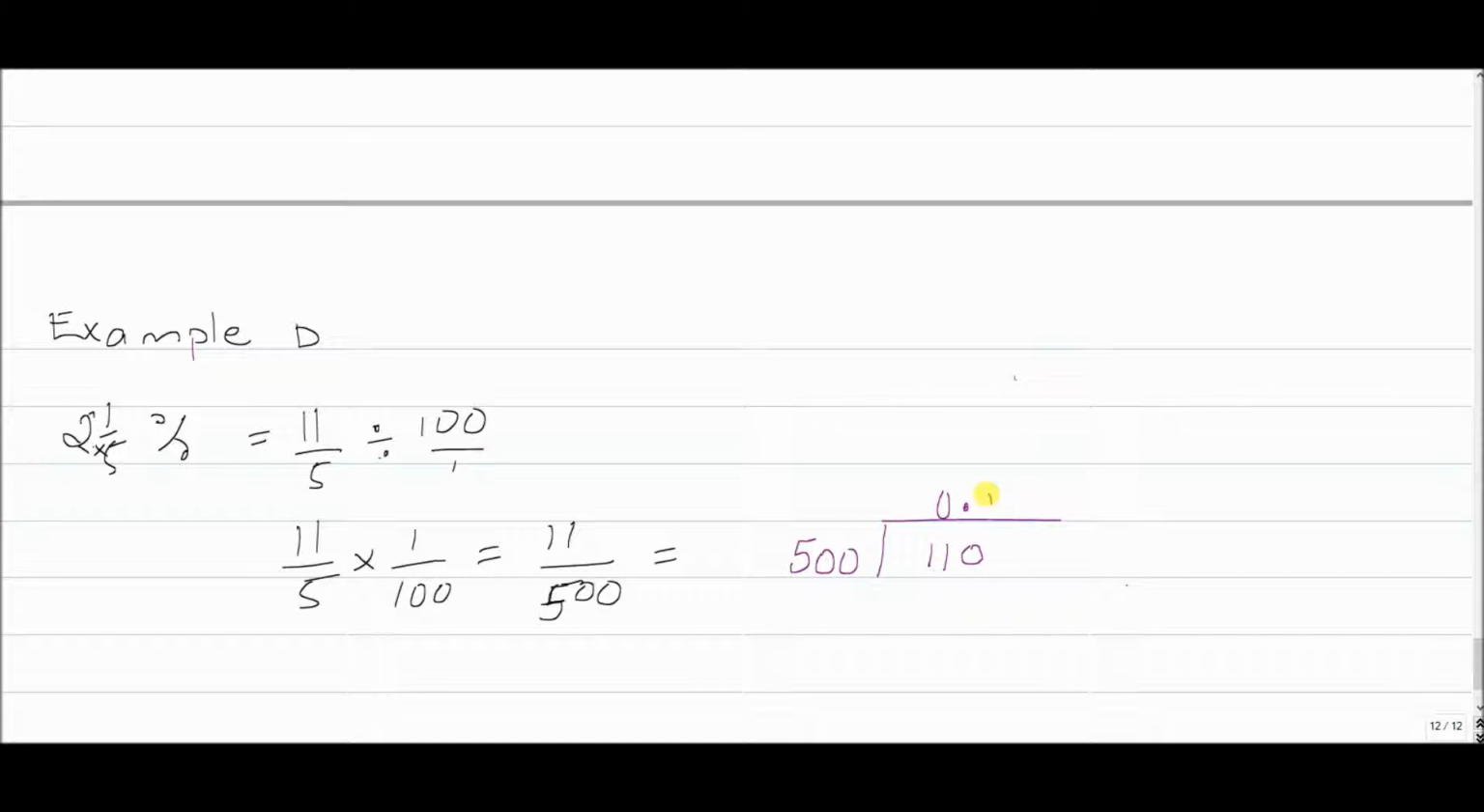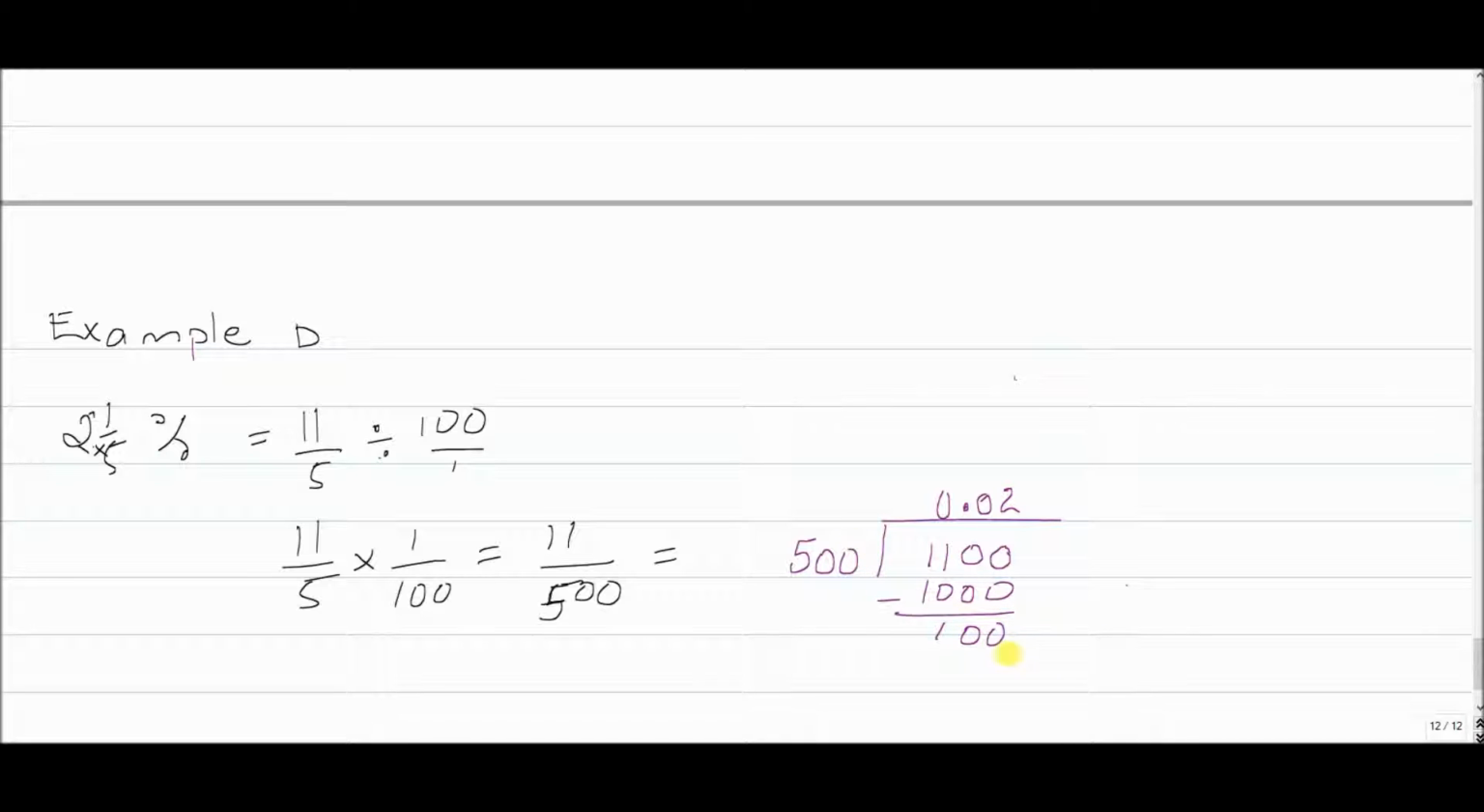So let's add a 0 here, and we add another 0 to continue. Can 500 go into 1100? Yes, it can go. It can go 2 whole times, because 2 sets of 500 will give me 1,000, and we subtract. When we subtract, we have 1,100 things, and I take away 1,000. I will only have 100 things left.